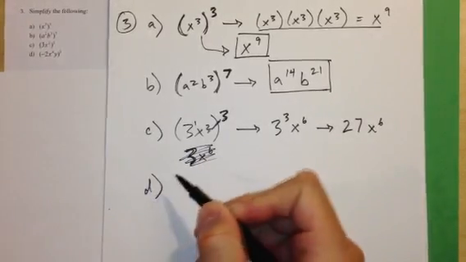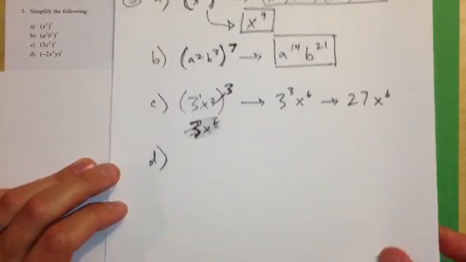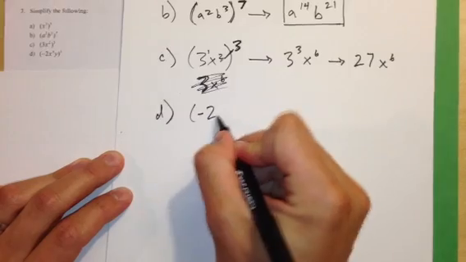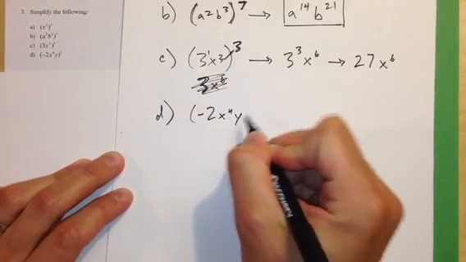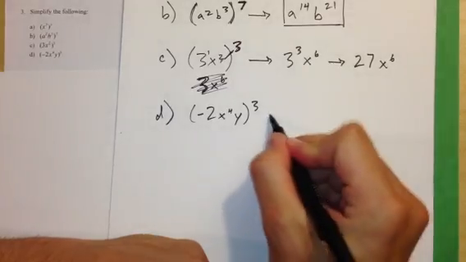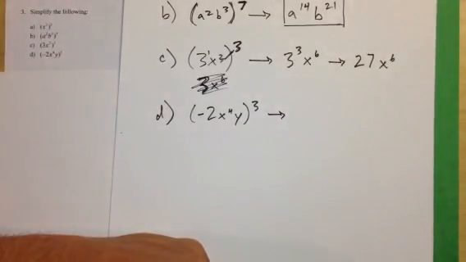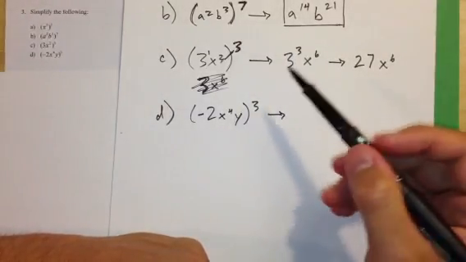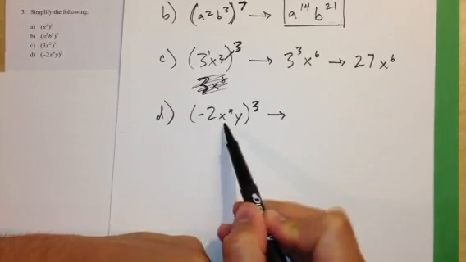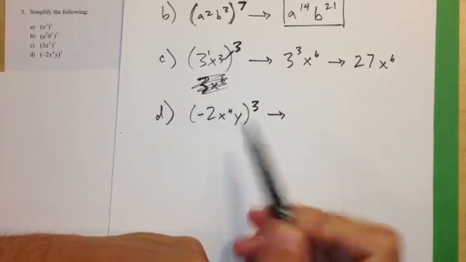Part D. Part D is a little bit trickier. We've got the quantity negative 2x to the 4th, y, all to the third power. So again, we're going to use the power rule, and we're going to take this exponent 3, we have to apply it to each of the parts of the monomial inside.